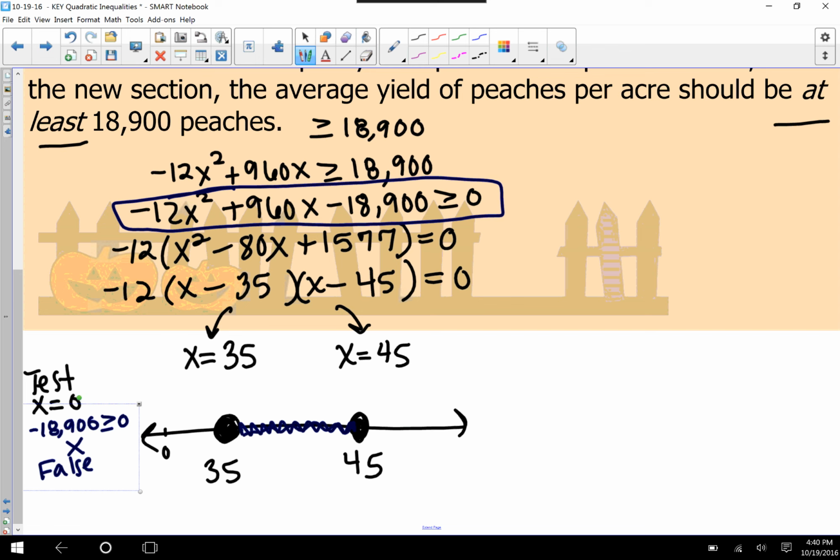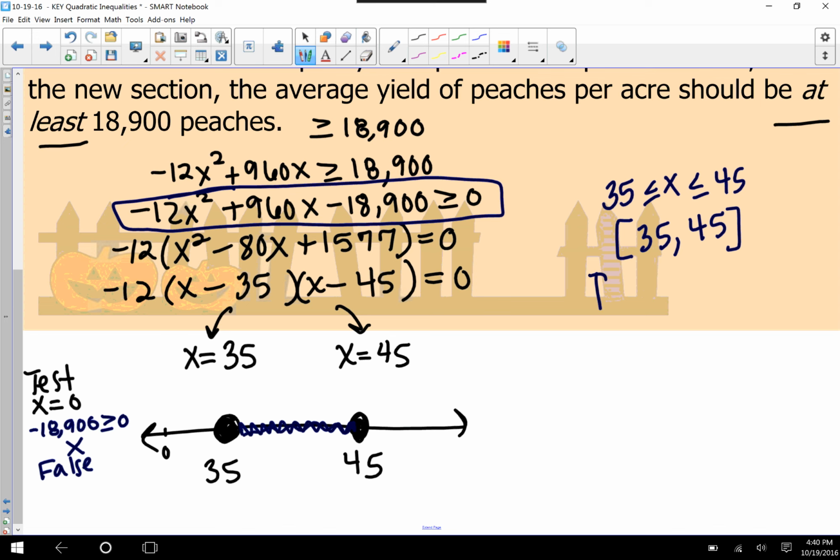All right, so you had to write your answer in inequality notation: 35 is less than or equal to x is less than or equal to 45. Then you had to do interval notation: bracket 35, comma 45, bracket. And then it said to interpret this. Well, I just kind of did that for you. We're talking about yields of peaches.